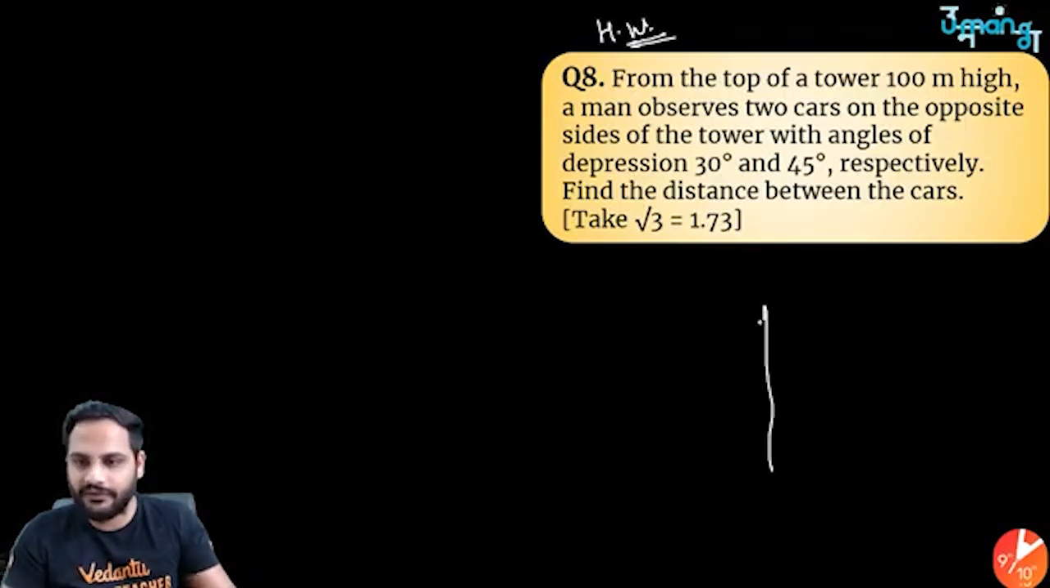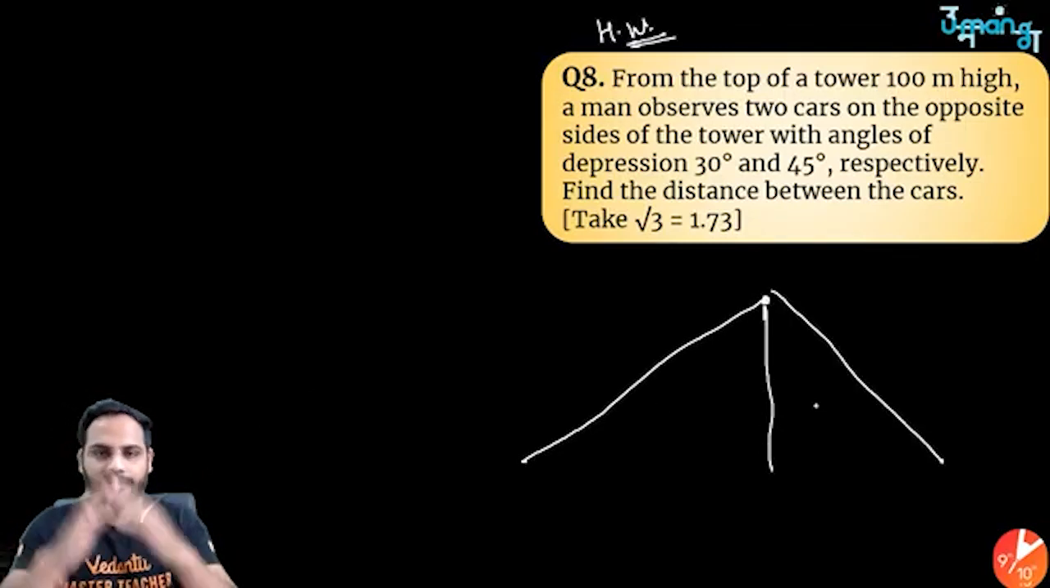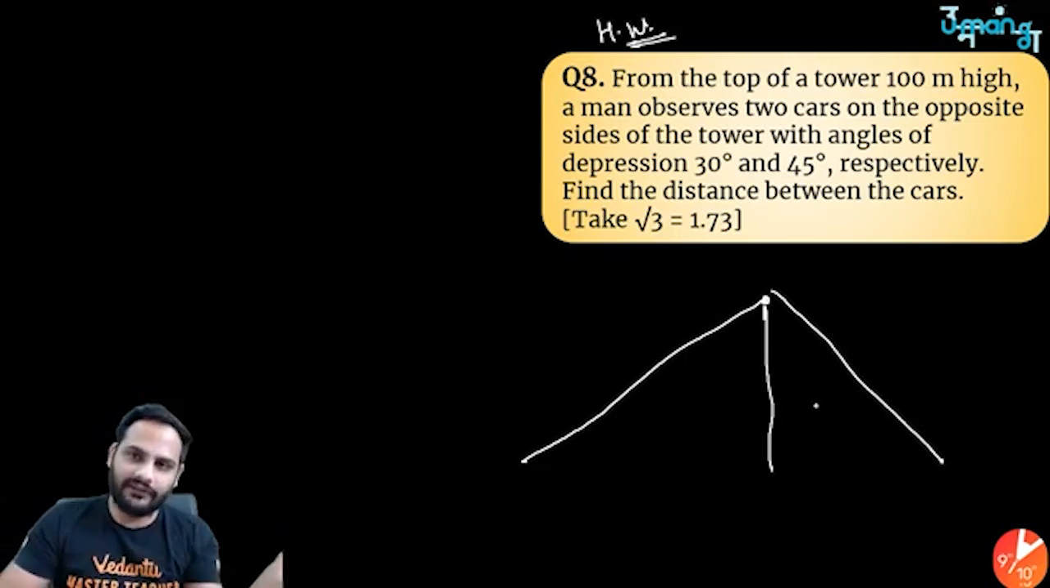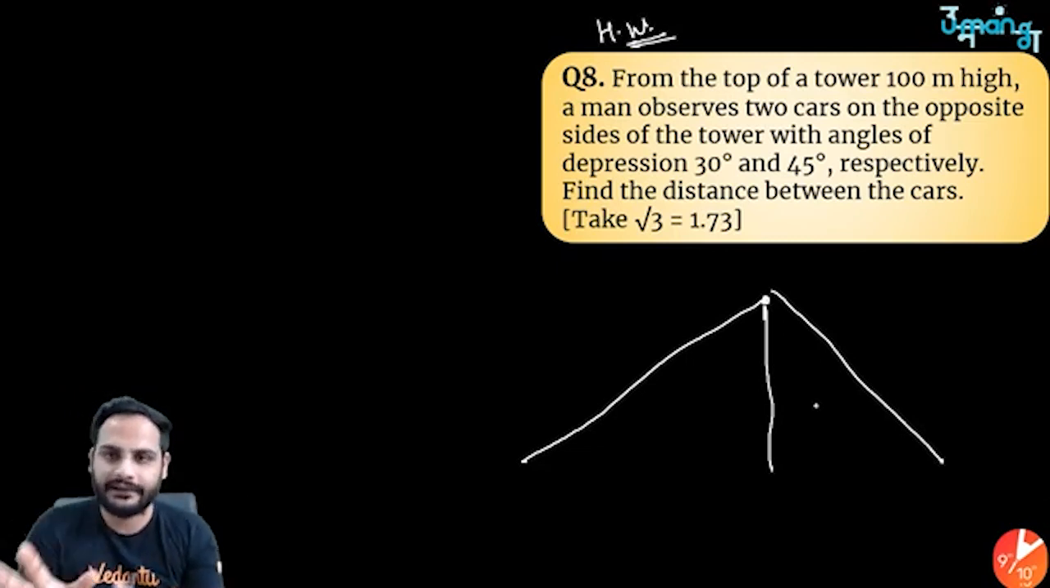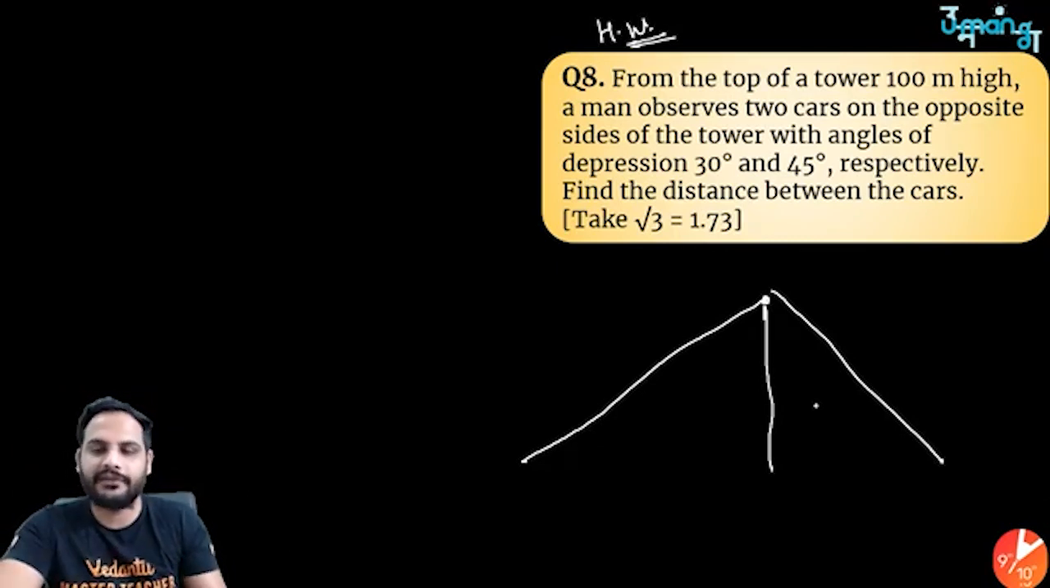So suppose the tower is somewhere over here. One car is somewhere over here, one car is somewhere over here, on the opposite sides of the tower. One is on the left side, one is on the right side. Like that. Think about it. Find the distance between the cars. This will be your question.